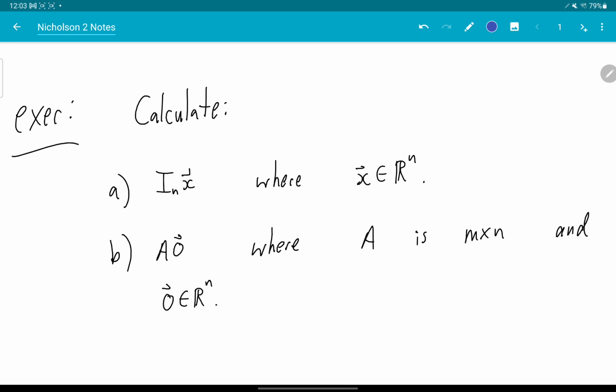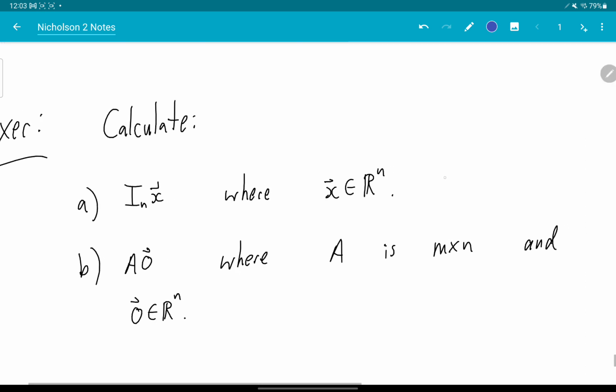Exercise to wake you up. Calculate In times x and A times the zero vector. So A is an m by n matrix. Go, go, go. All right. Here you should hopefully be getting that In times x is just x.